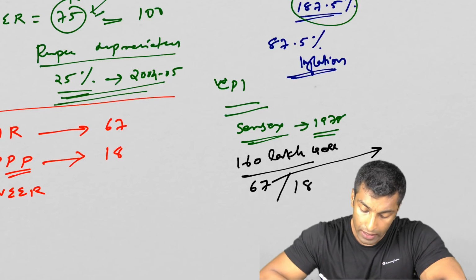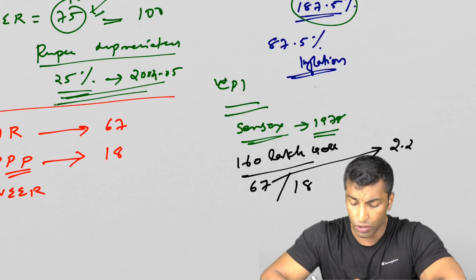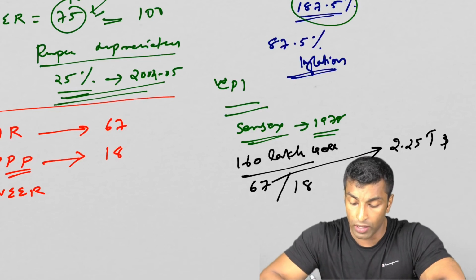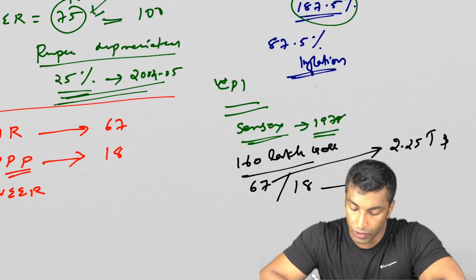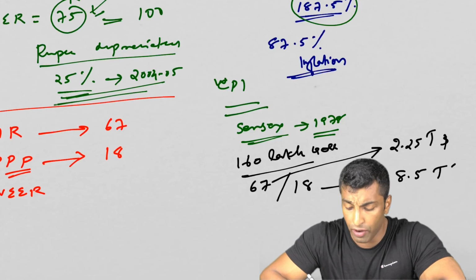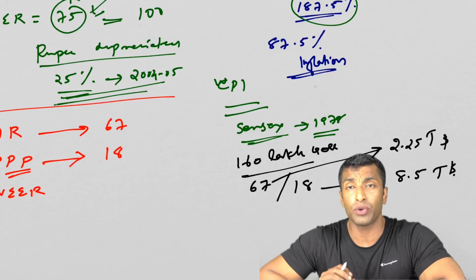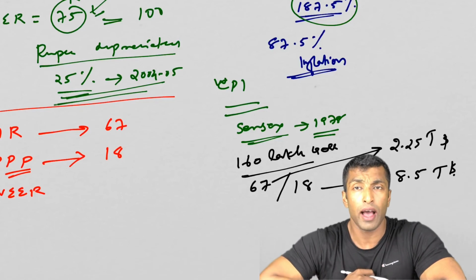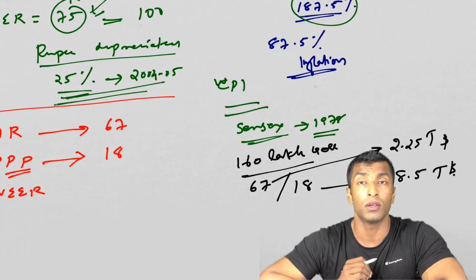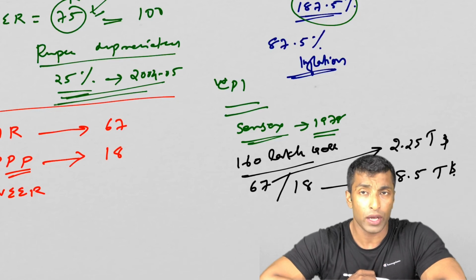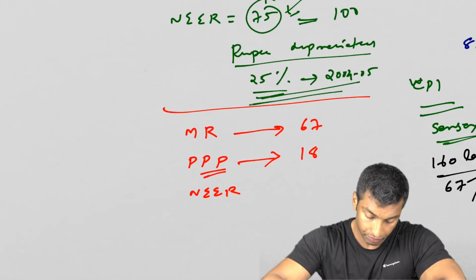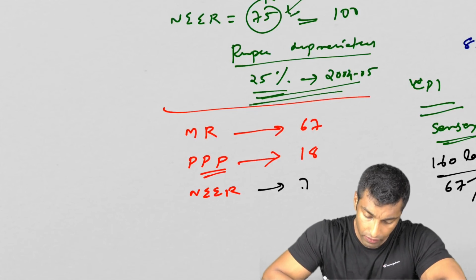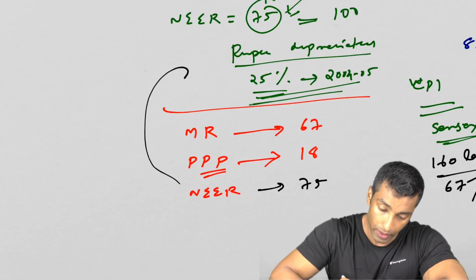So if you convert this at the market rate, this is going to be around 2.25 trillion dollars of national income. If you convert based on PPP, it is around 8.5 trillion dollars. So obviously you can see here, if you convert on the basis of purchasing power it is going to be huge, and we are the third largest economy in terms of purchasing power. Okay, so I hope this is actually clear. So NEER, we are on the NEER value, just now we have discussed as 75. Okay.